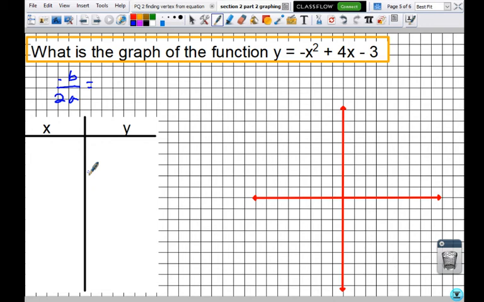Done. 1, 2, 3, 4. Don't forget though, that's a negative 2. Or excuse me, negative b, right? So that should be negative 4 on top. Negative 4 divided by negative 2, which means you're really going to start at positive 2.